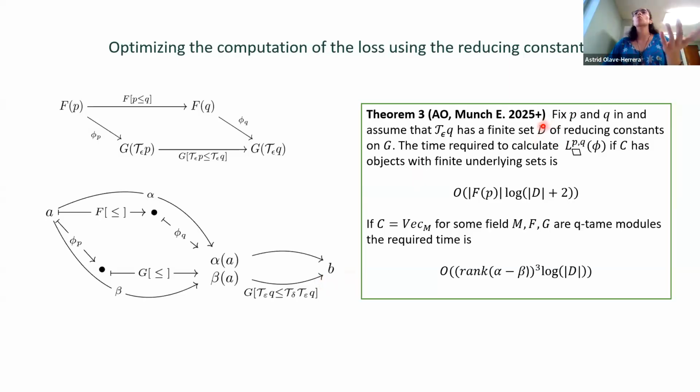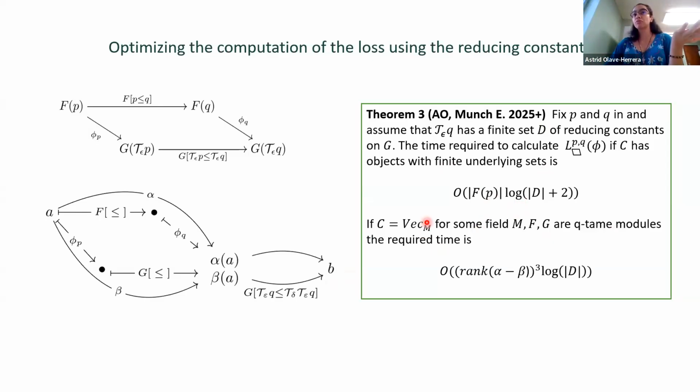If that's the case, when we have finite underlying sets, the computation is of the order of the number of elements I need to check, so the number of A that I'm starting with, multiplied by the log of D plus 2, where D is the number of times or the number of positions I need to check. And this log comes from a binary search over those.